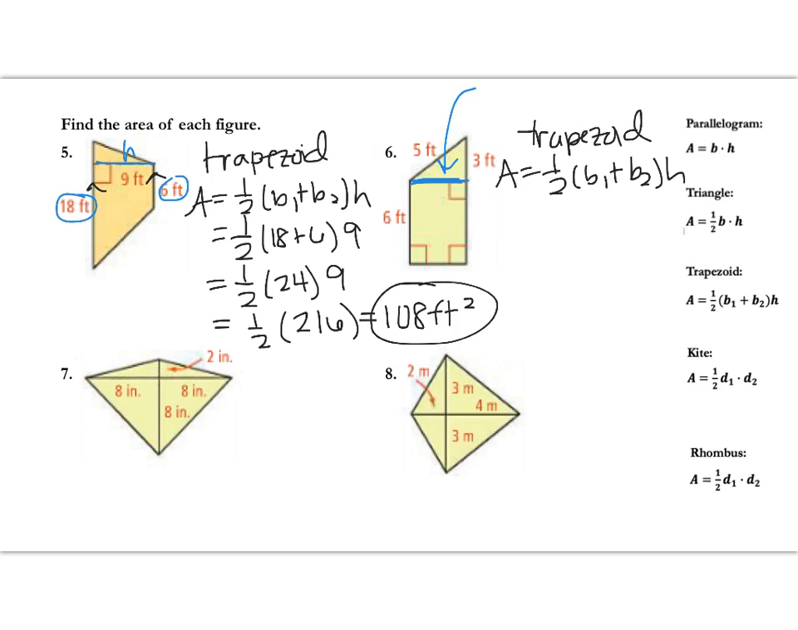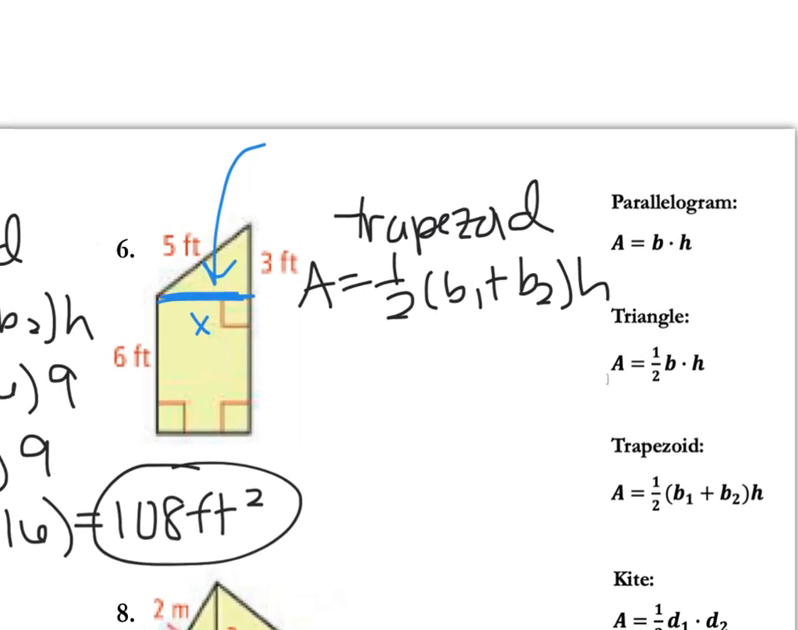It is missing, so I would call it x, and we actually have to go back to something from last chapter to figure out what that height is. The height actually is part of this whole right triangle here. So we could do x squared plus 3 squared equals 5 squared to help us find the height.